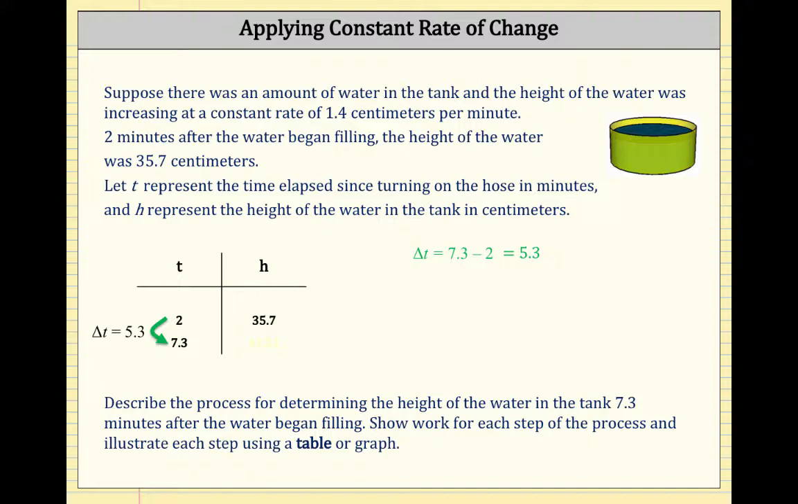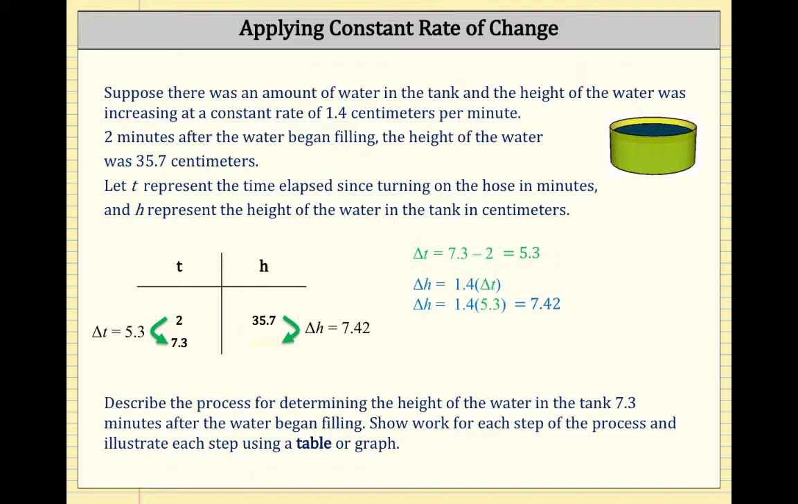We'll use the constant rate of change to relate this. We're trying to find the current height of the water, so we first need to figure out the change in height. The change in height is 1.4 times delta t. 1.4 is the constant rate of change, and the time has changed by 5.3 minutes. Multiplying those two together gives us the change in height, which is 7.42. So delta h is equal to 7.42.